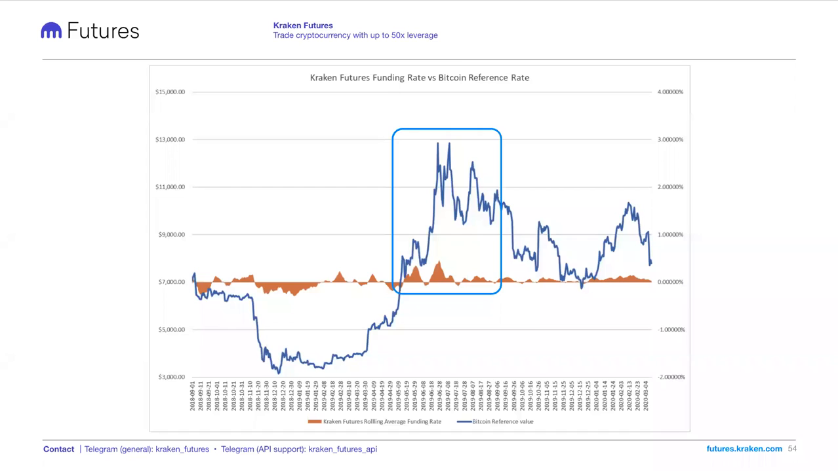And when the market is ranging between two values, when it's just sort of flat, the funding rate will be very, very close to zero because the futures contract will be trading very much in line with the spot price.